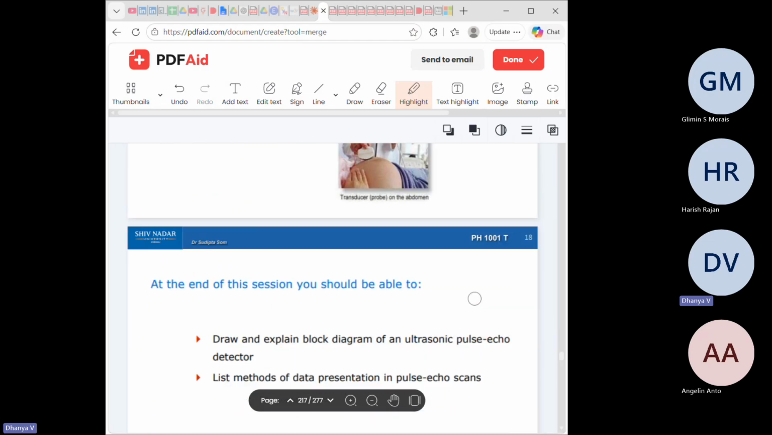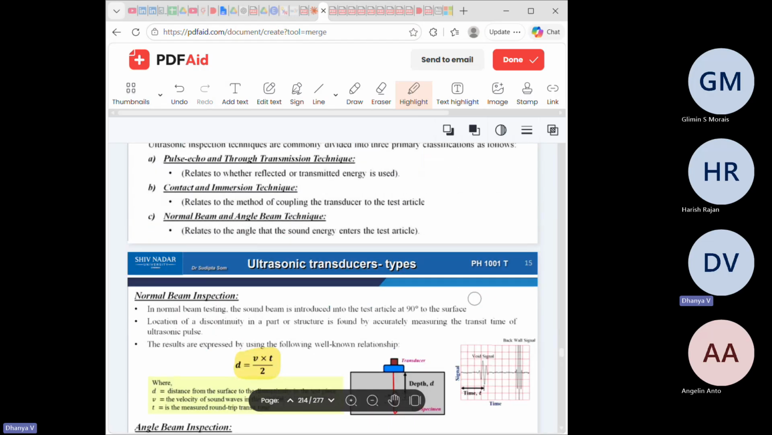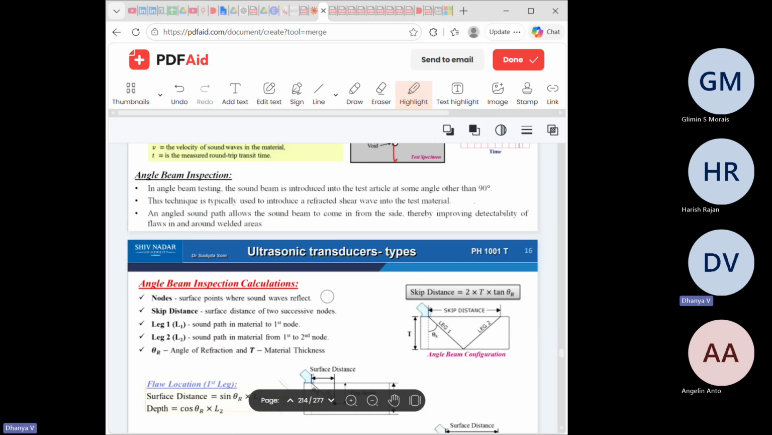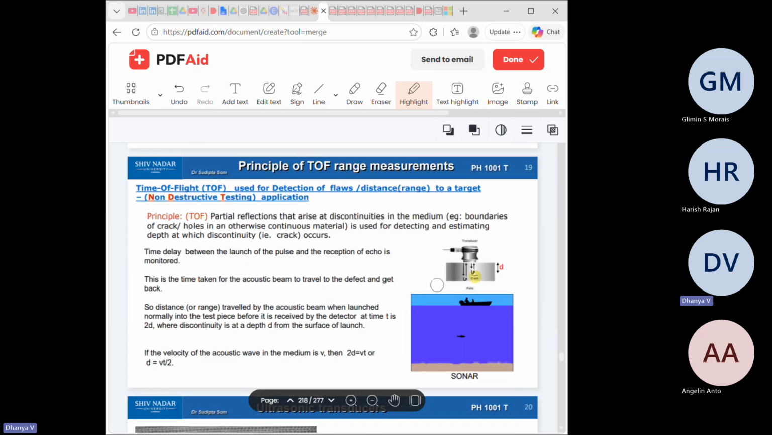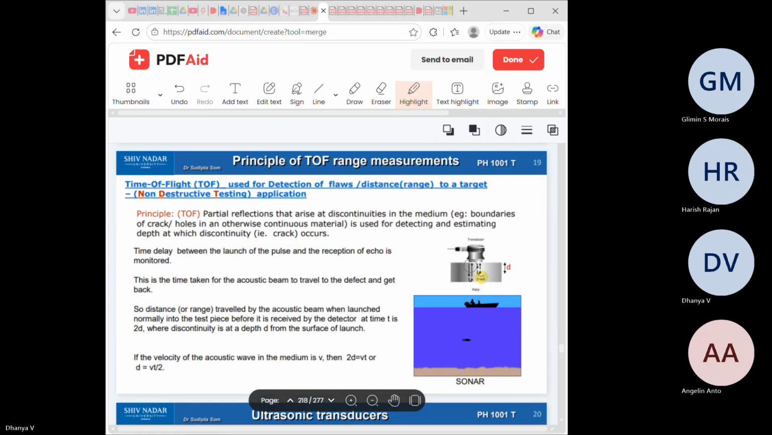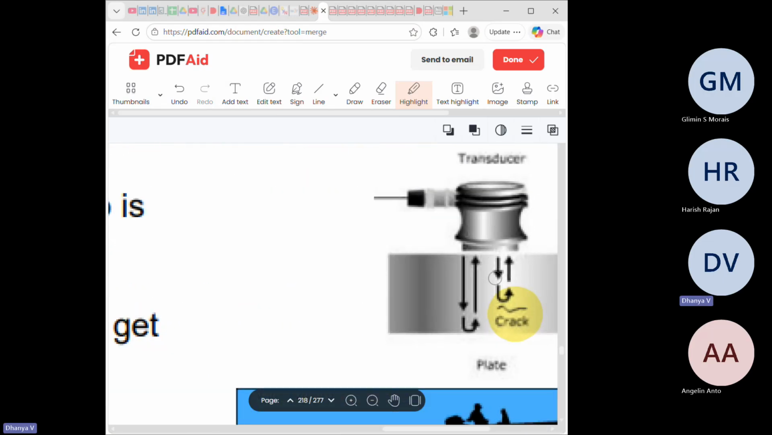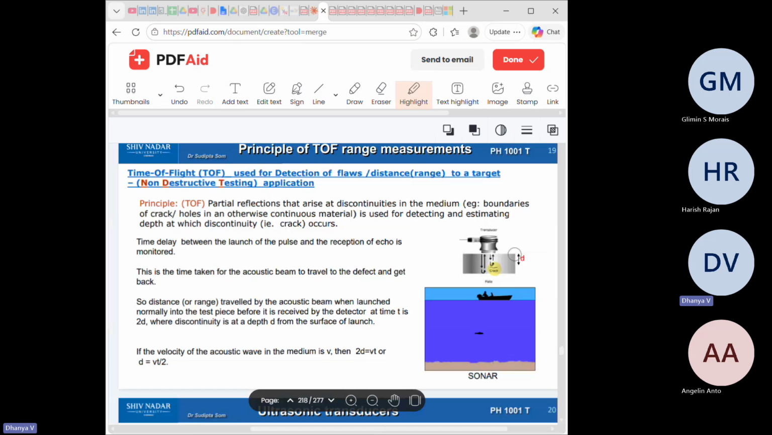That is what even the formula that we looked into, distance is equal to v into t by 2. You use this formula to find your distance. Any of it, they'll give you two things and you have to find the other one. The time delay between the launch of the pulse and the reception of the echo is monitored. This first initial part is your launch, and this is your echo. Your reflected part is your echo. The time delay between this is also monitored.